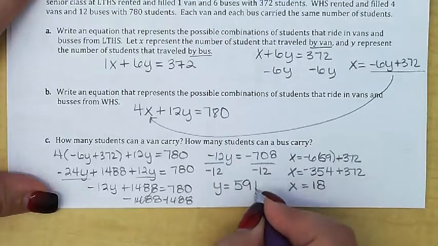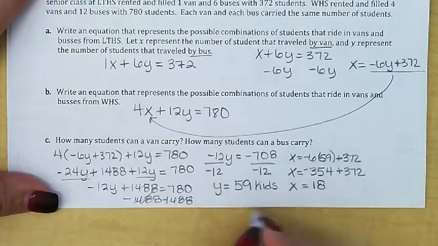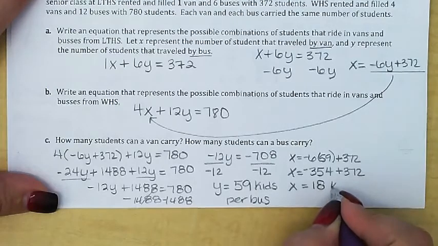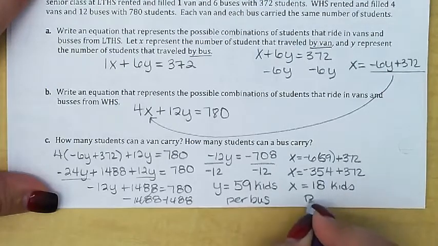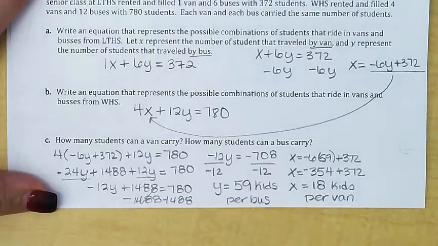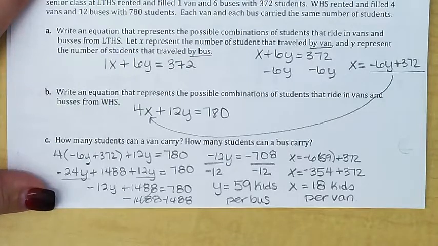So this is 59 kids per bus and 18 kids per van is what they held. All right. That is word problems and special cases with substitution.